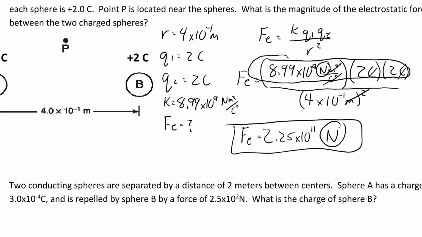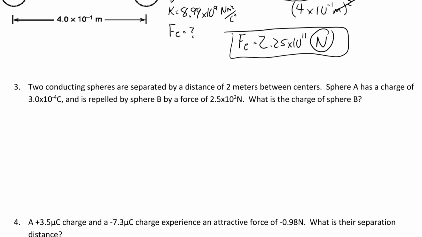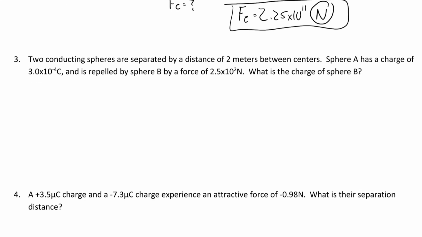All right, number 3 says 2 conducting spheres are separated by a distance of 2 meters between their centers. Sphere A has a charge of 3 times 10 to the negative 4 coulombs, and is repelled by sphere B with a force of 2.5 times 10 to the 2 newtons. What is the charge of sphere B?